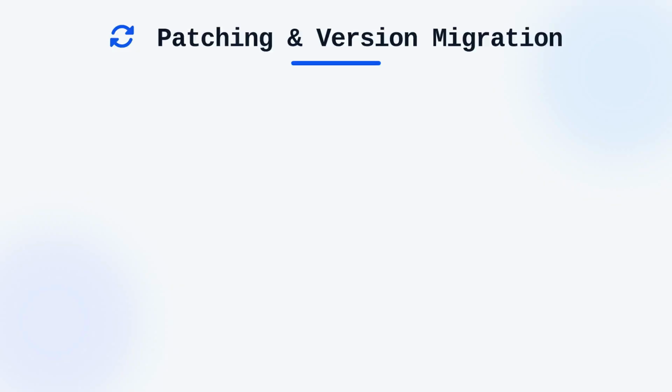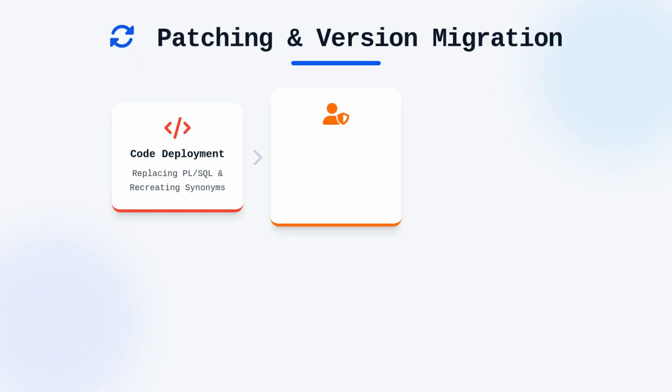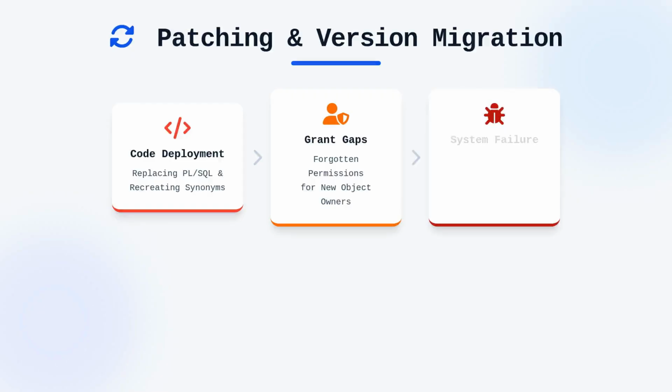The interaction between these two elements is often where complexity arises during patching or version migration. When you deploy a new version of FLEXCUBE application, you are often replacing large portions of the PL SQL code, which may involve dropping and recreating synonyms. If you forget to reapply the grants to the new object owner, or if you misconfigure the synonym to point to an outdated object version, the application will exhibit inconsistent behavior.